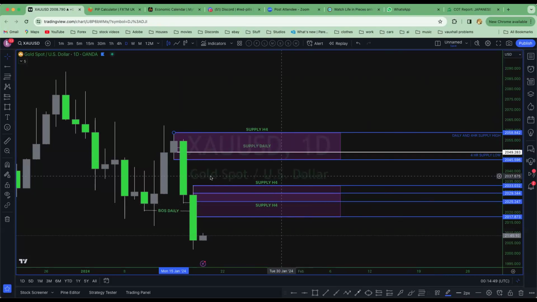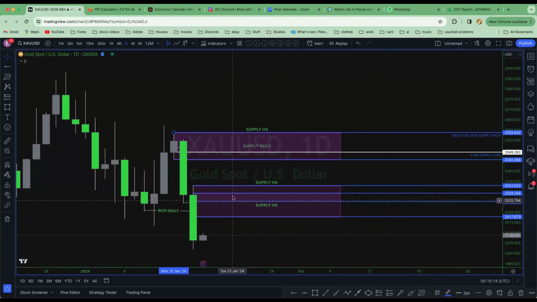So, John, given that at the bottom you've got the two supply zones overlapping each other, would you say that if the candle wicks up or comes up to the bottom of the supply zone at 2017.873, that would be the place to put in a sell order and with the stop loss at 2033.032? Or am I misreading this?